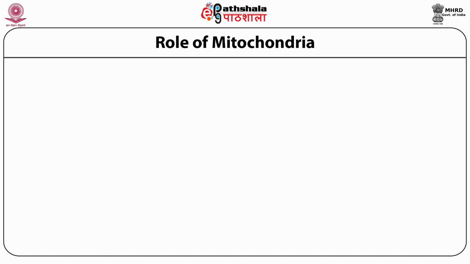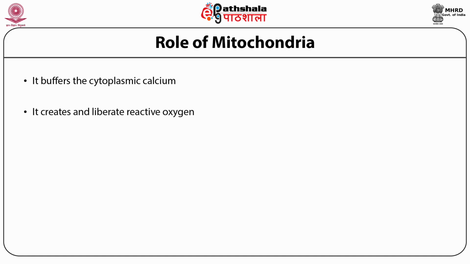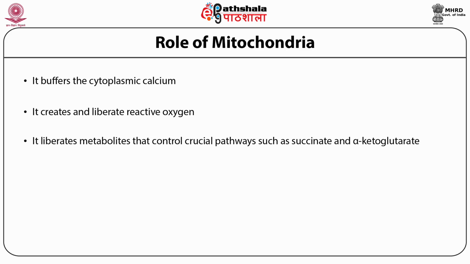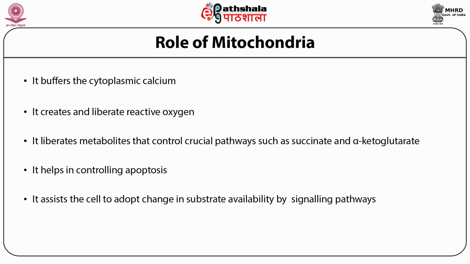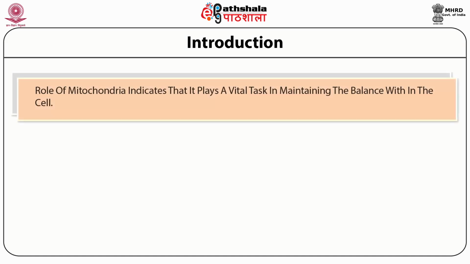This important role includes buffering of the cytoplasmic calcium. It creates and liberates the reactive oxygen. Mitochondria liberates metabolites that control the crucial pathways such as succinate and alpha-ketoglutarate. Mitochondria helps in controlling the apoptosis. Mitochondria assist the cell to adapt changes in substrate availability by signaling the pathways. Mitochondria modify their organization and dynamics for quality control. Role of mitochondria indicates that it plays a vital task in maintaining the balance within the cell.